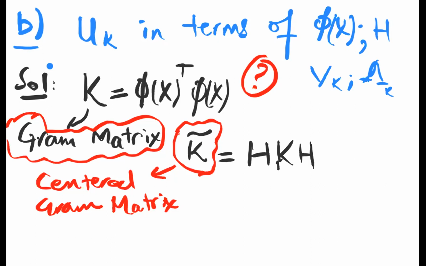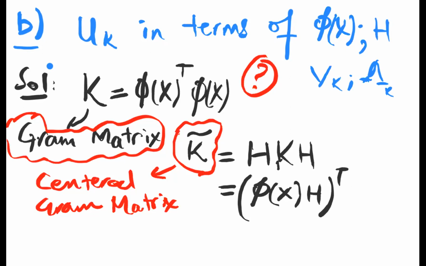Let's just quickly see how, so you really understand it. It's really, really simple. I'm just going to write it down without any further ado. So you can see that this is also equal to phi of x H transpose, phi of x H. Any questions here, please?